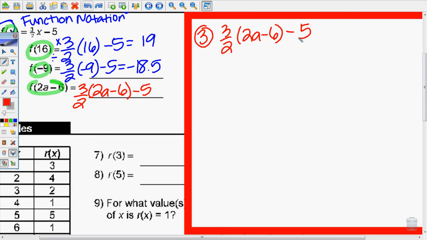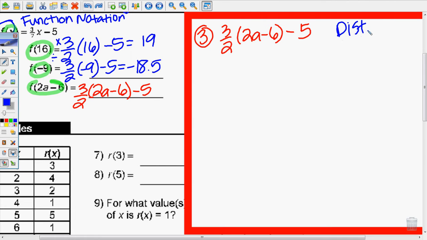Does my parentheses look already simplified? Can I combine any like terms in my parentheses? No, it's good to go, right? Are there any exponents for me to be worried about? Nope. Is there multiplication that can take place? Yes. Remember, parentheses is implied multiplication. Okay? Can anyone tell me what that process is called? There we go. We're going to use our distributive property.